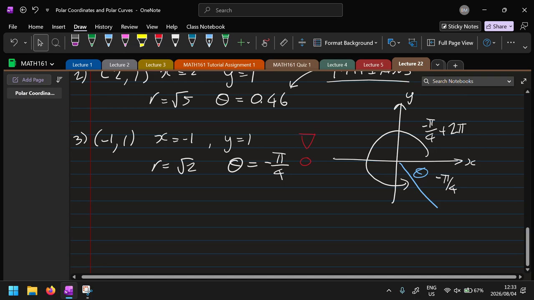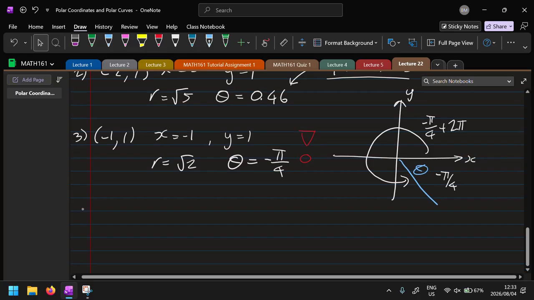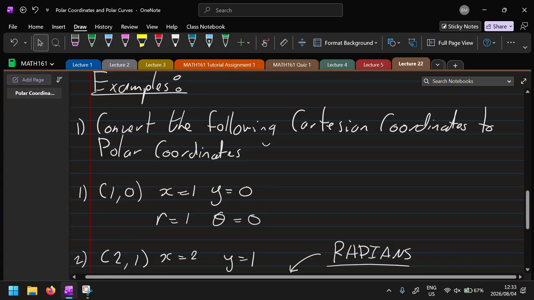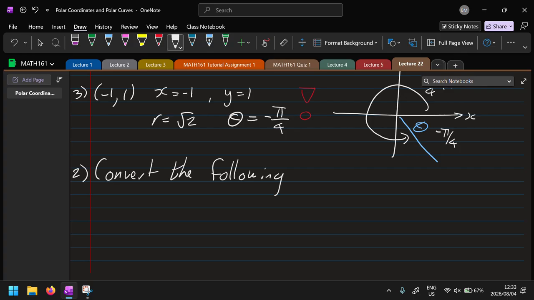Any questions for these 3? Okay, very simple. So you're given x and y. You use the formulas to find r and theta. Now let's go the other way. So now given r and theta, we want x and y. Okay, so number 2. Convert the following polar coordinates to Cartesian coordinates.